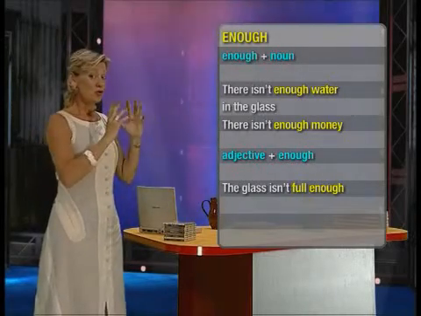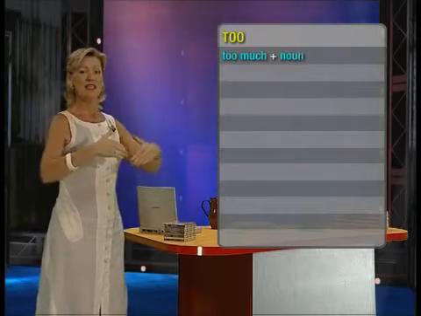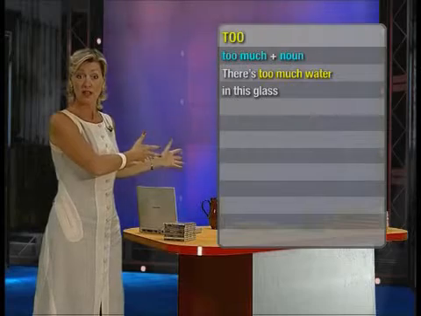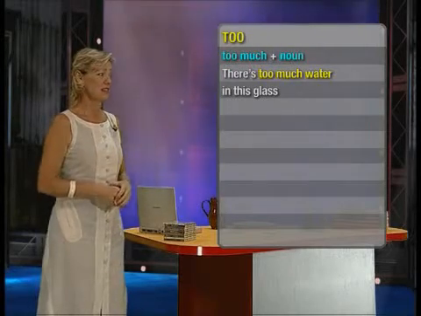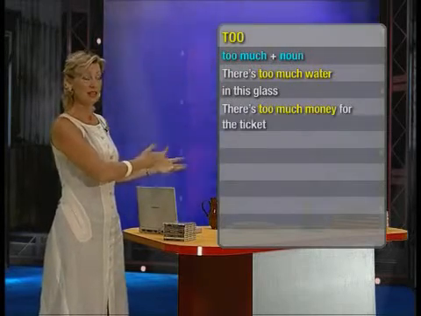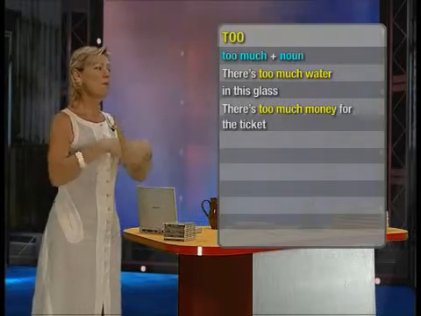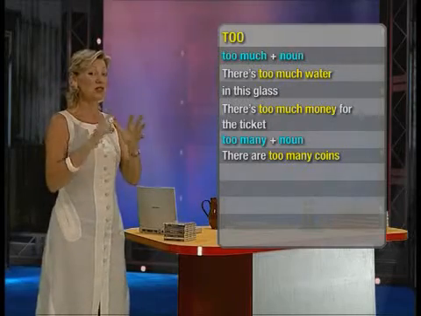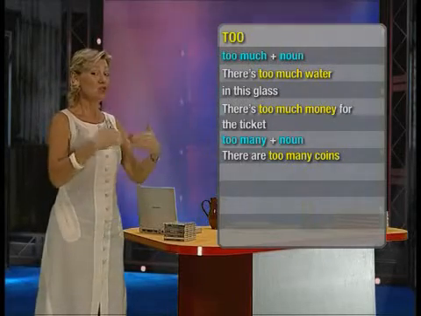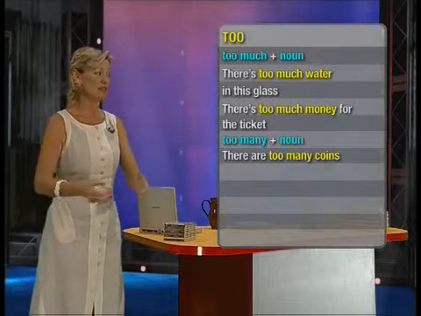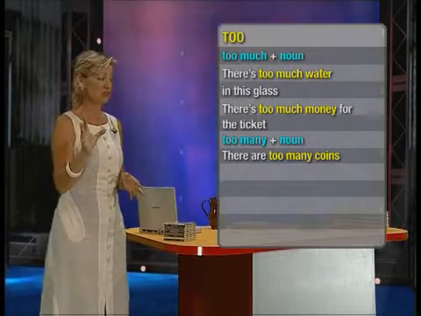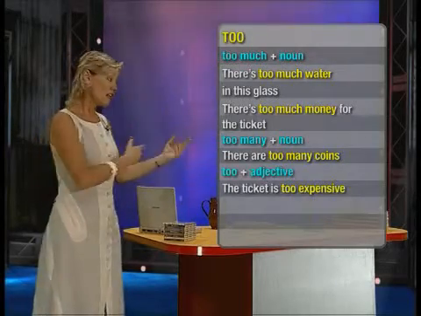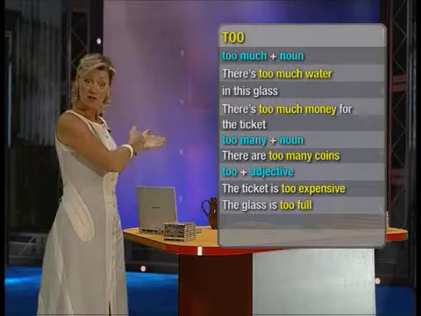Let's move on to too when we talk about something in excess. So, there's too much water in the glass. There's too much money. Great. There are too many coins. Now, many is because we use it with countable things. There are too many coins. We can use it with an adjective. For example, the ticket is too expensive. The glass is too full.